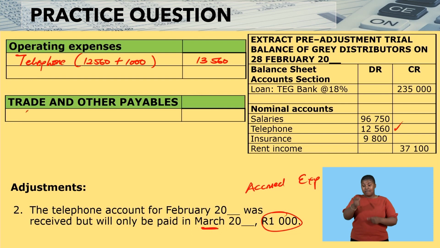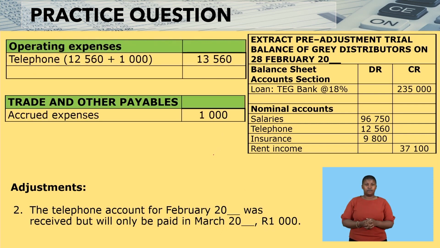I know that when an amount is owing, it must go to trade and other payables. So I'll come here and say accrued expenses, and the amount is 1,000. It has to be done in this way. All right, there it is, exactly the same thing that I had done when I was doing my calculations.